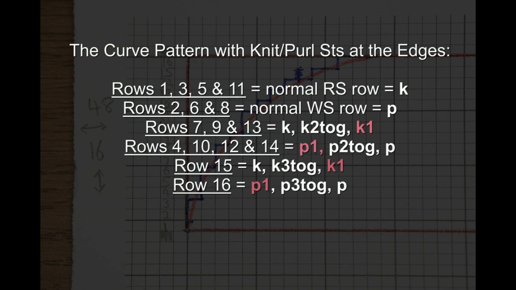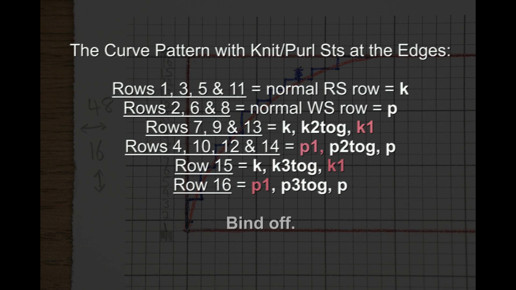So as you can see, I'm putting a purl stitch at the beginning of the wrong side rows before a P2 tog or P3 tog. And I'm also going to have a knit stitch at the end of every right side row after the K2 togs or the K3 tog. And that's it, the pattern for the curve is now complete. The last step that I would then do is just do a regular knit bind off.